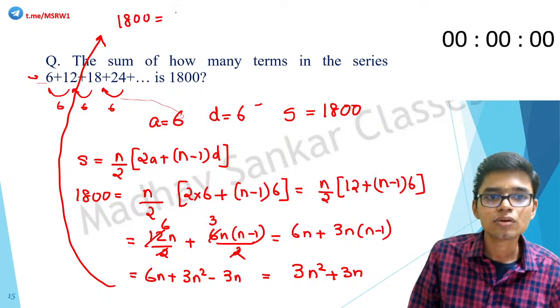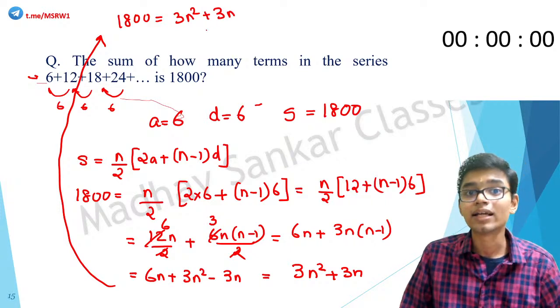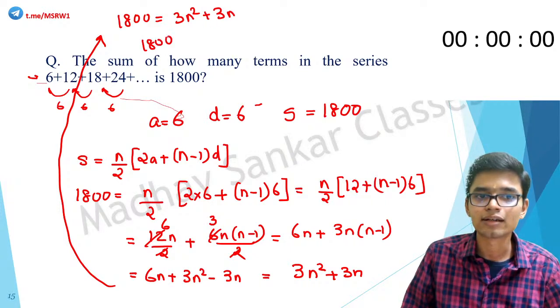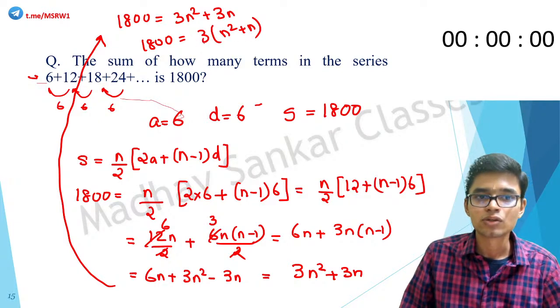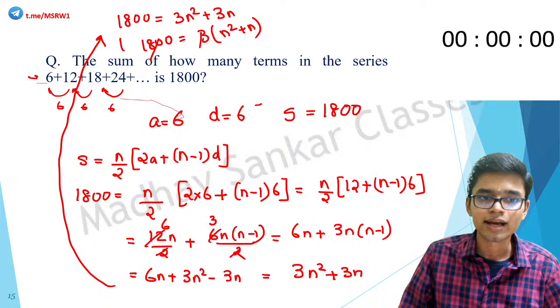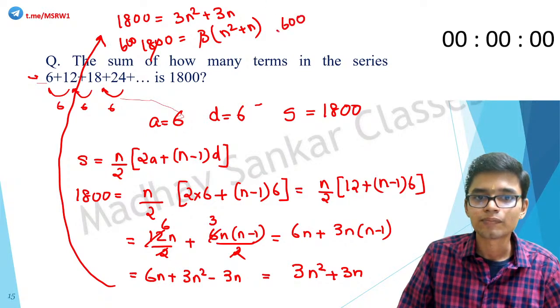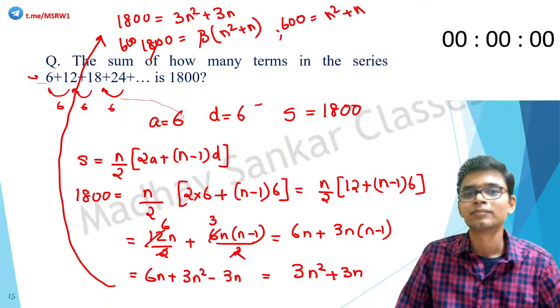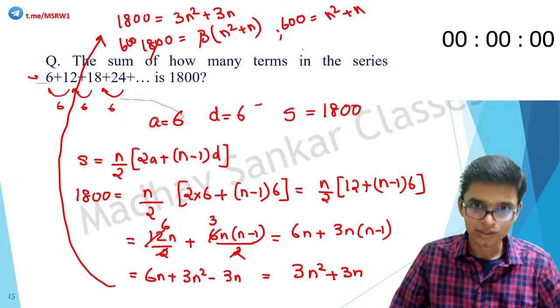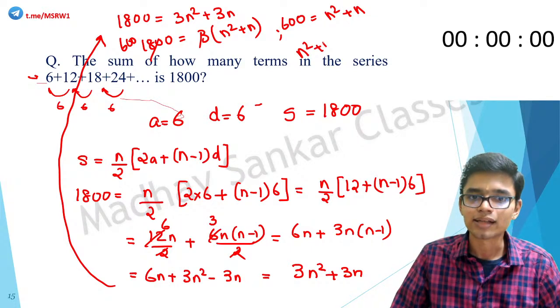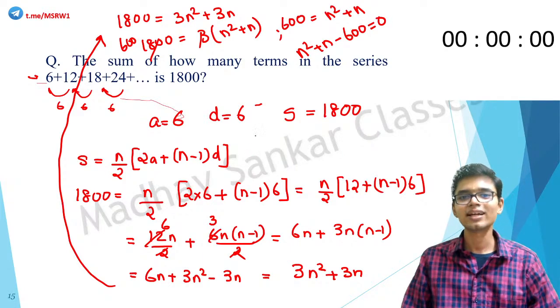1800 is equal to 3n squared plus 3n. We can take 3 as common. So 1800 is equal to 3 into n squared plus n. So 3 and 1800 cancel, and this is 600. Okay, so 600 is equal to n squared plus n. Alright, so if we rearrange this, n squared plus n minus 600 is equal to 0. Correct, that is the equation.